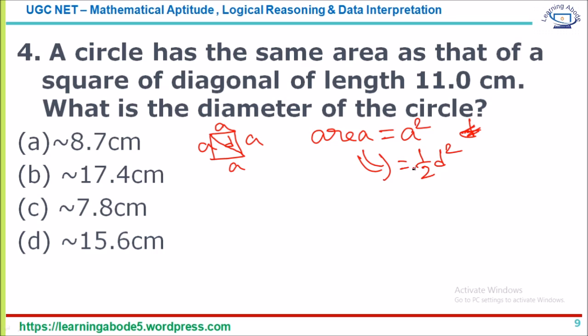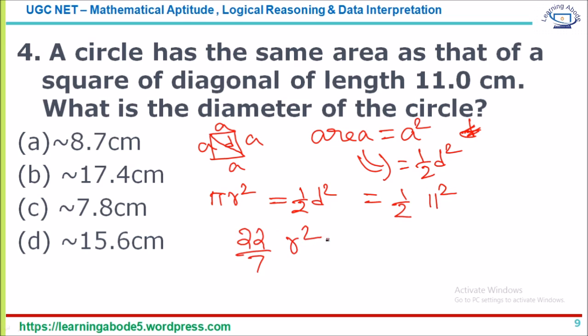You are just using the Pythagorean theorem to get the value. If you look at it, it's a right angled triangle, and the diagonal is the hypotenuse. So A square is half of D square. Now let us try to solve the question here. Pi r square, the area of the circle, is the same as half of D square, which is half of 11 square, right? So 22 by 7 r square is equal to 11 square by 2.